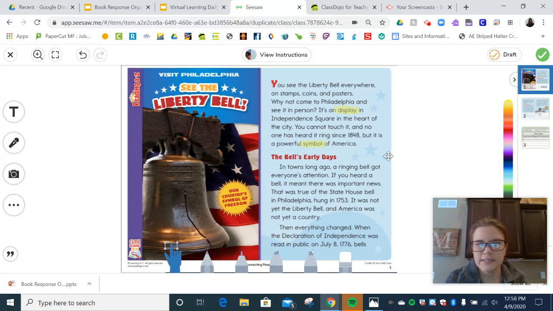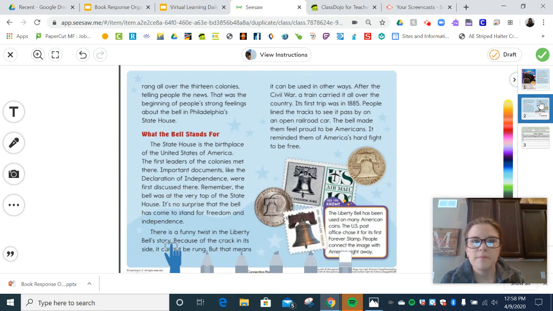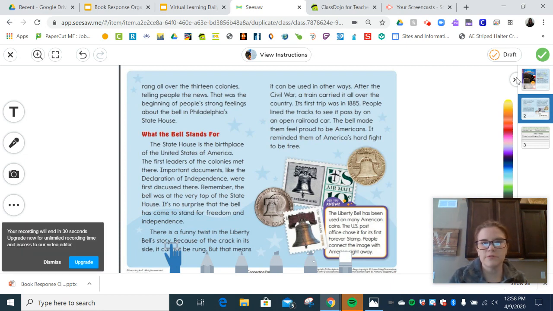The bell's early days. In towns long ago, a ringing bell got everyone's attention. If you heard a bell, it meant that there was important news. That was true of the State House bell in Philadelphia, hung in 1753. It was not yet the Liberty Bell, and America was not yet a country. Then everything changed. When the Declaration of Independence was read in public on July 8, 1776, bells rang all over the 13 colonies, telling people the news. That was the beginning of people's strong feelings about the bell in Philadelphia's State House.